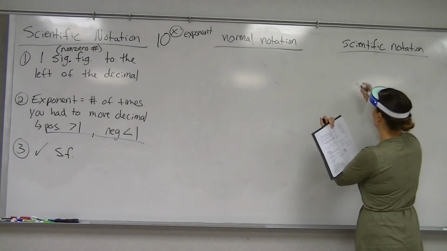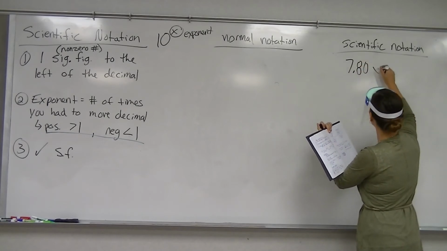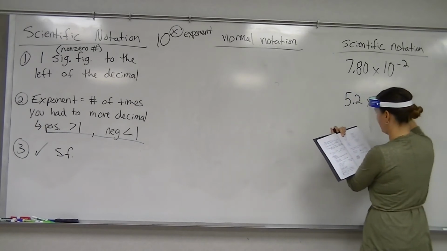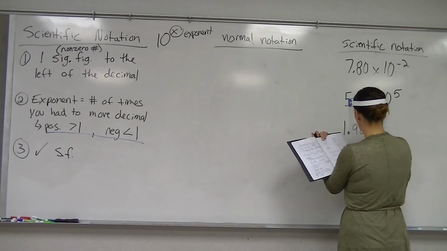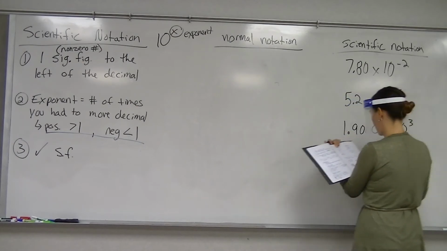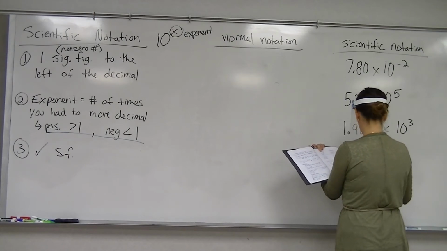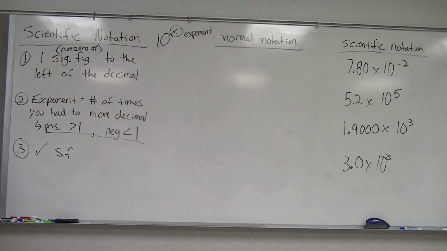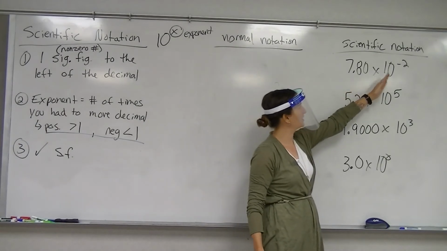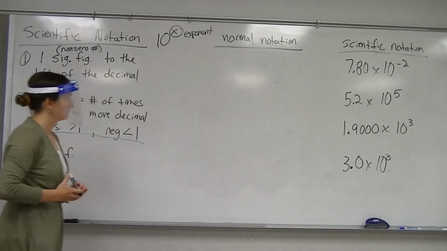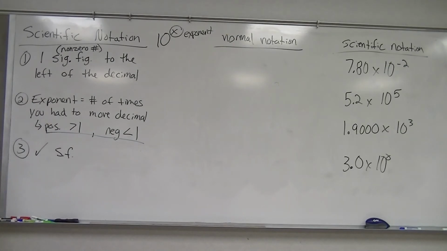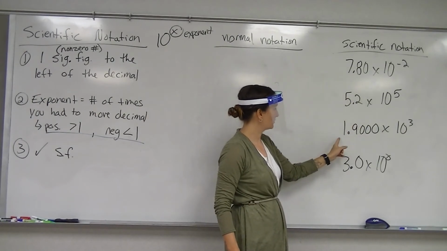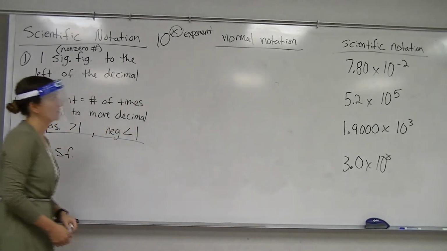We got 80 times 10 to the negative 7. 2 times 10 to the 5th. 9,000. Third, last but not least, 3.0 times 2 to the 0. Okay. So we know those are scientific notation because of the second half, right? Times 10 to the something. And notice all of these have just one non-zero number to the left of the decimal. So they're correct scientific notation.